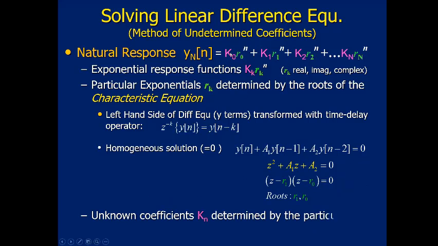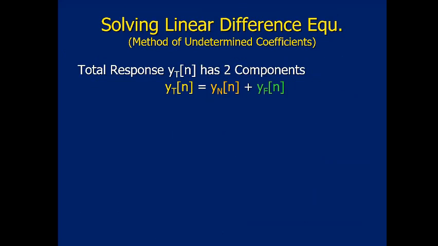Now, each of those terms in the natural response, we know what these roots are. We know they're raised to the n power. We don't know what these k's are. Those are unknown coefficients. Those are the undetermined coefficients we're going to have to find in order to solve this difference equation. How we do that is, well, we have to solve it to meet the requirements of the particular input we have and the particular set of initial conditions that we have.